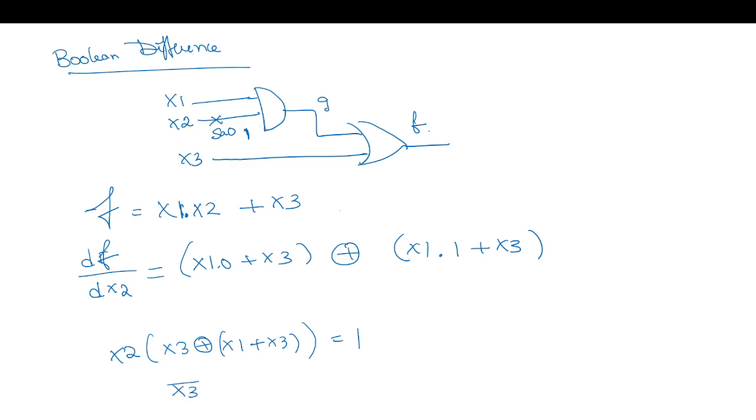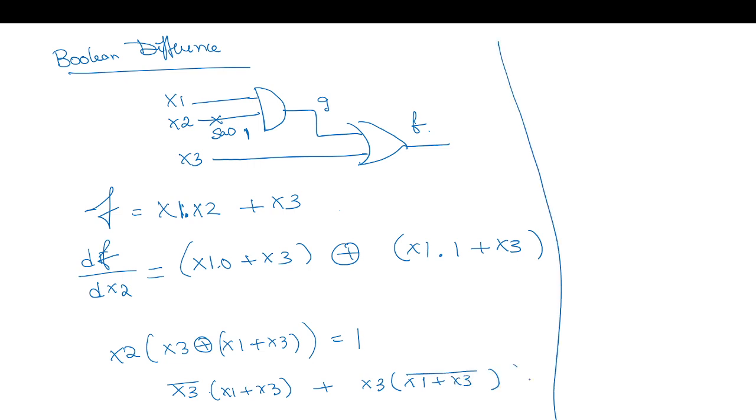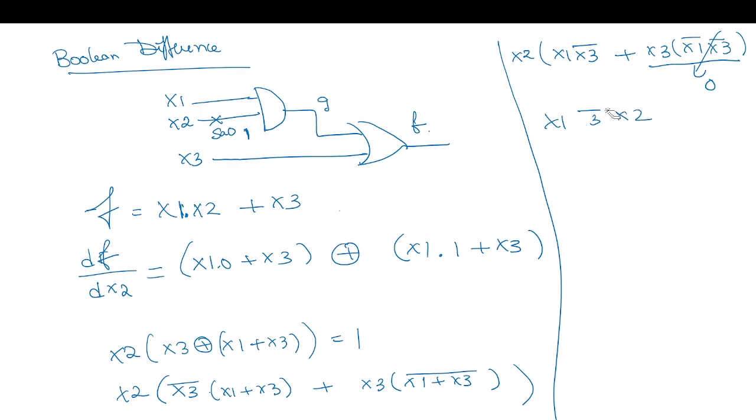x3 complement, x1 plus x3, plus x3 x1 plus x3 whole complement, and the whole term multiplied with x2. So x2, x1 x3 complement plus x3 x1 bar x3 bar. This will be 0. So x1 x3 bar x2. That means 1 1 0 is the required placement.